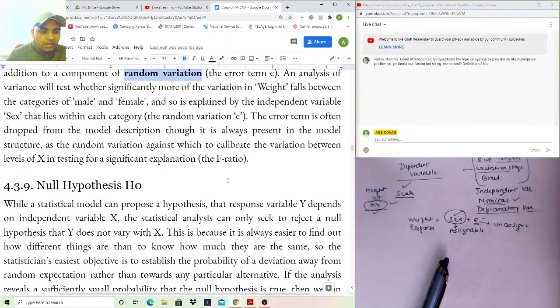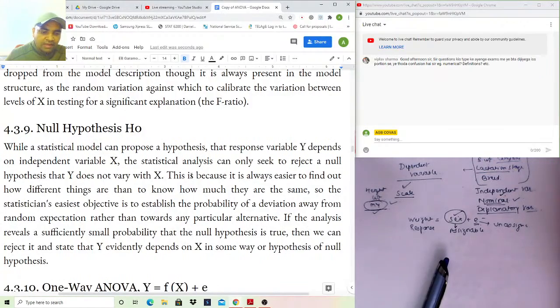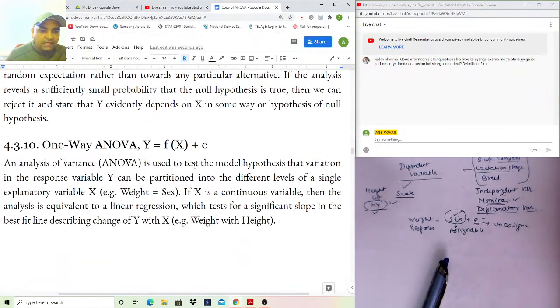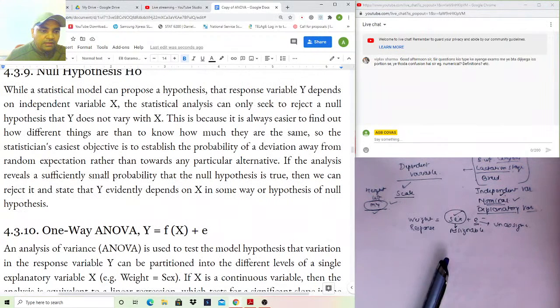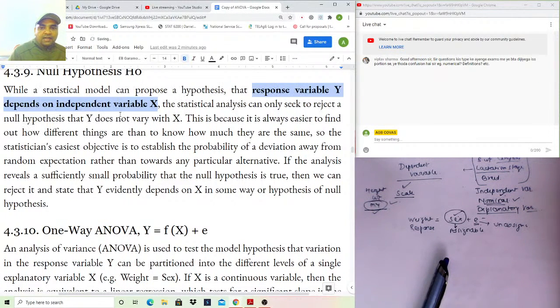Now comes your null hypothesis. We have already studied the null hypothesis, but let us revisit it. While a statistical model can propose a hypothesis that the response variable y depends on the independent variable, here in the context of ANOVA, earlier we were testing whether the sample means were equal or greater than or less than. But here the purpose of the hypothesis is that the response variable y depends on the independent variable x. That is our hypothesis.